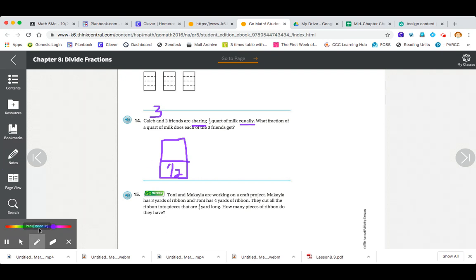So now I'm going to share that half a quart between those 3 friends. So they're getting way less than a whole quart here. They're sharing that half of a quart. So you have to think about it. What's going on there? I'm taking 1/2 of a quart and I'm dividing it up for the 3 people. 1/2 divided by 3. So how many of these are in that whole? These are all 6ths. So that means that each person gets 1/6 of a quart.